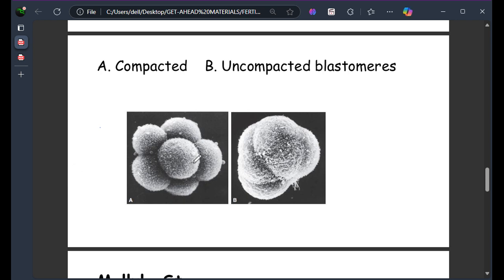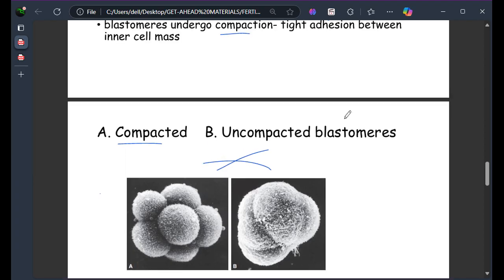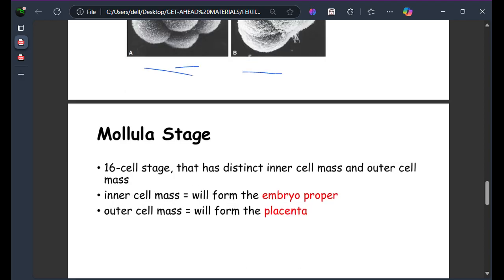And then once those cells are increasing in number, there is what is known as compaction that has to occur. They have to be compacted together, and this is the difference between uncompacted and compacted. I swapped the labels. B is supposed to be the compacted, and A is supposed to be the uncompacted, as you can see there. So these are just swapped. Okay, so that's compaction.